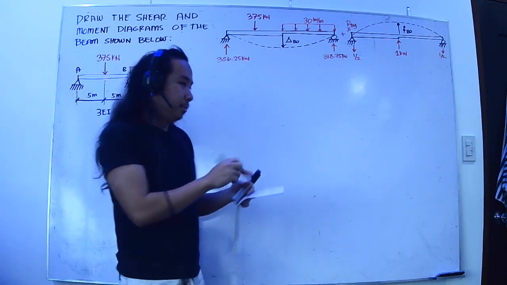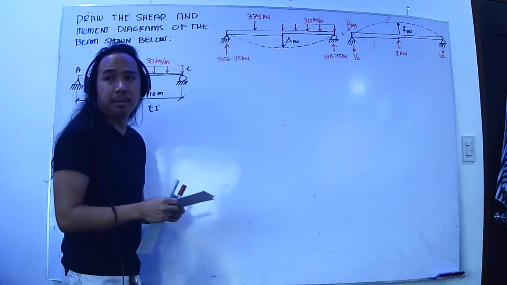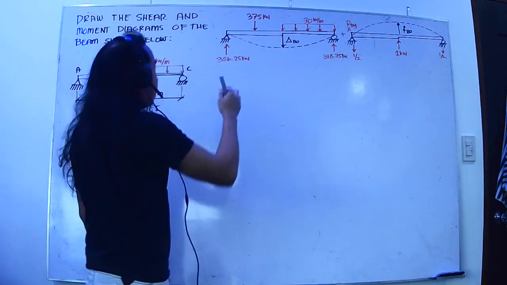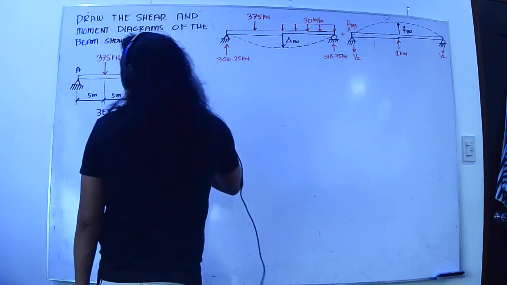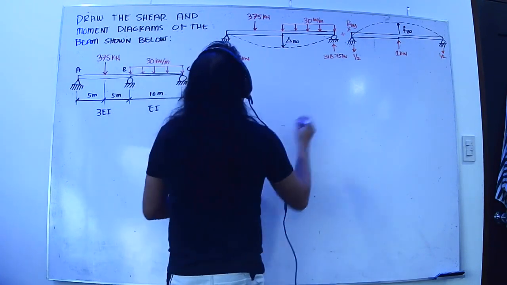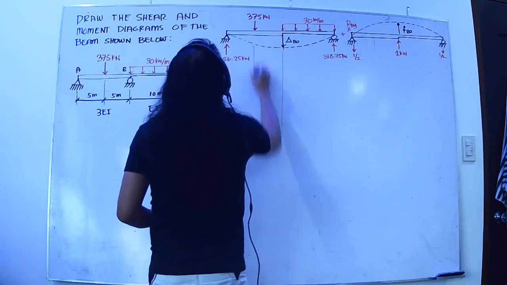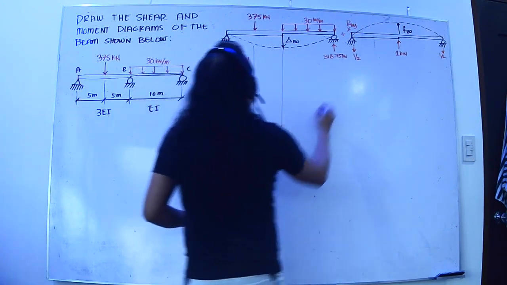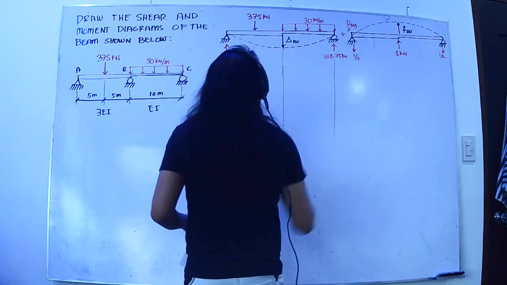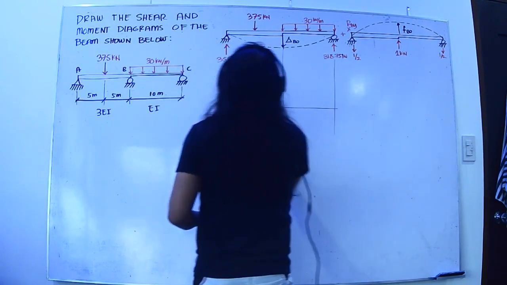You can choose any method. You can use energy methods, but the conjugate beam method is more practical when dealing with different EIs. So in that case, we will draw the conjugate beam. I would like to use B as my center, and I start with the moment diagram by parts.